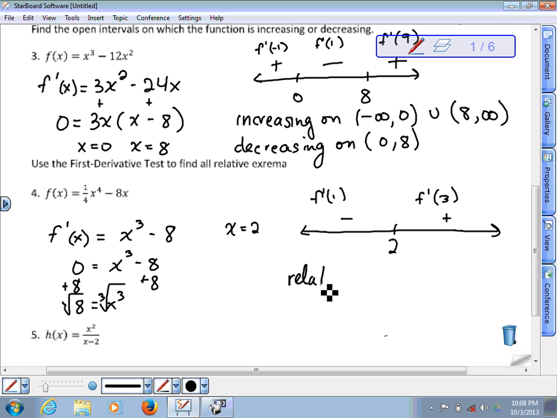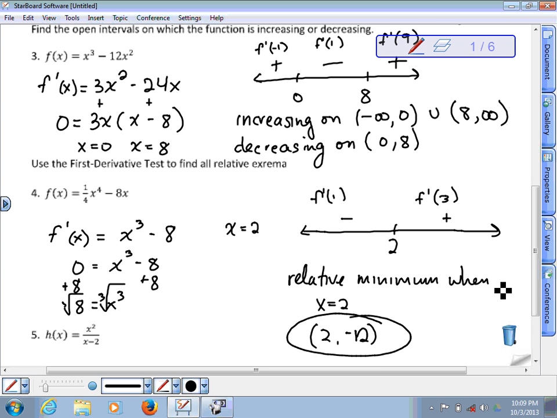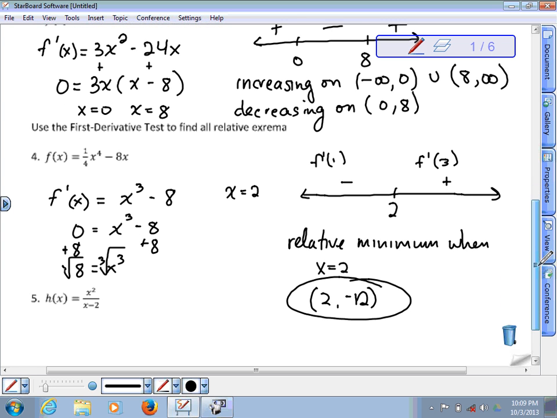So there's a relative minimum when x is equal to 2. Now the actual point that represents that on the graph, we have to plug a 2 as an input into the original function here for both x's. 2 to the 4th power is 16. 1/4 of 16 is 4. 4 minus 8 times 2 is 16. This is 4 minus 16, which is -12. So the minimum value is -12 when x equals 2.